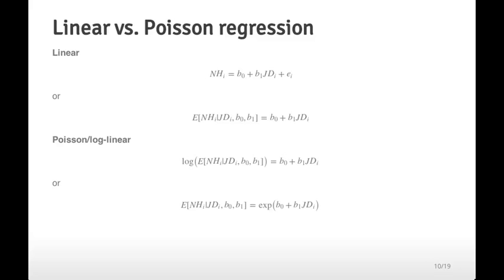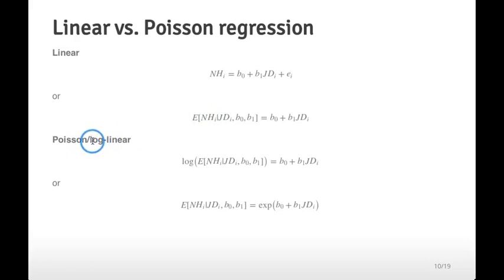So Poisson regression, just like logistic regression, changes the way that we're looking at the outcome. For linear regression, remember we wrote this model down where the number of hits is equal to a linear function of the Julian day. That's equivalently written as the expected number of hits for a particular Julian day is equal to this linear term. So basically we're modeling the mean value of the number of hits.